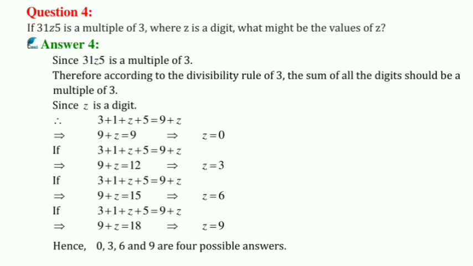So similarly next, in place of z if you put the 3 you will get 12, so it is also divisible by 3. Next if you put 6, here you will get 9 plus 6, that is 15, which is divisible by 3. Again same thing, in place of z if you put 9, so here also you will get 9 plus 9, it will be 18, which is divisible by 3. That's why 0, 3, 6 and 9 are the 4 possible answers for this question. So again go through the explanation and write the answers properly.